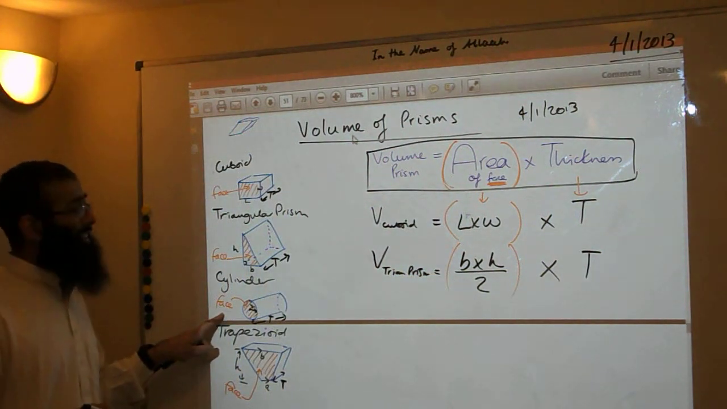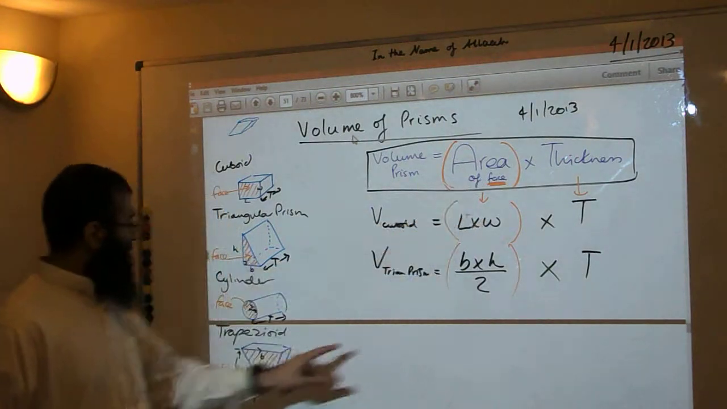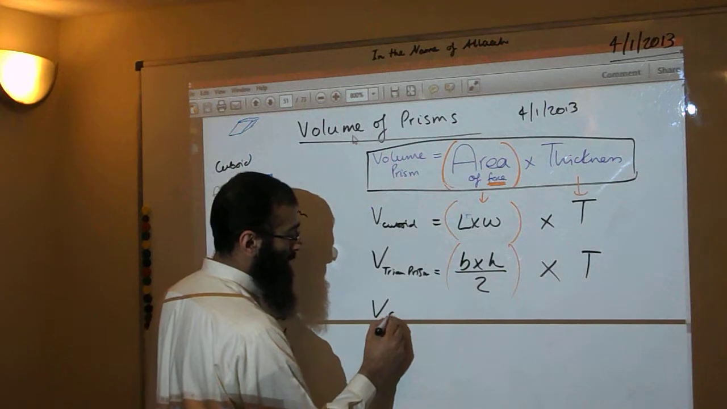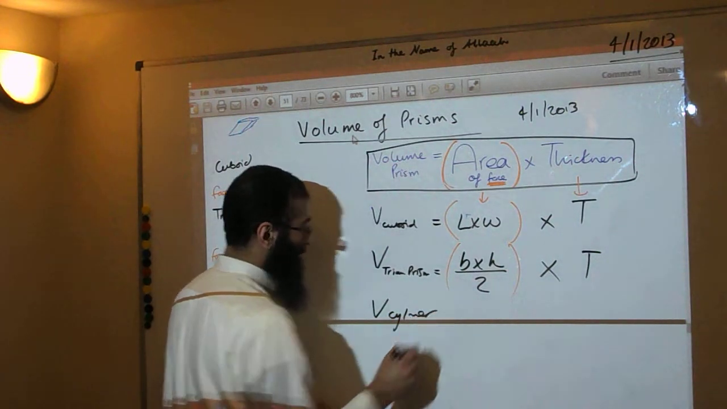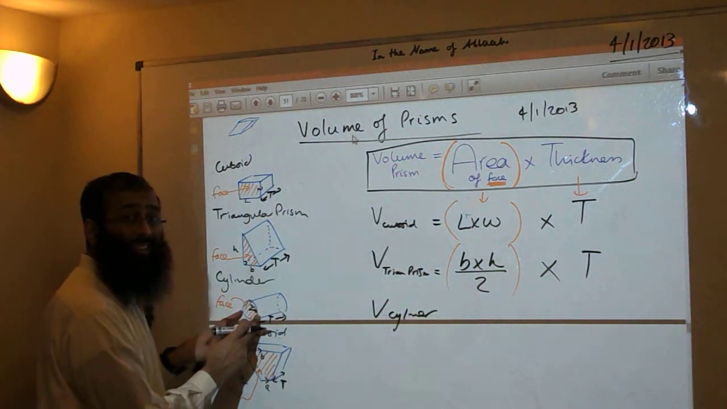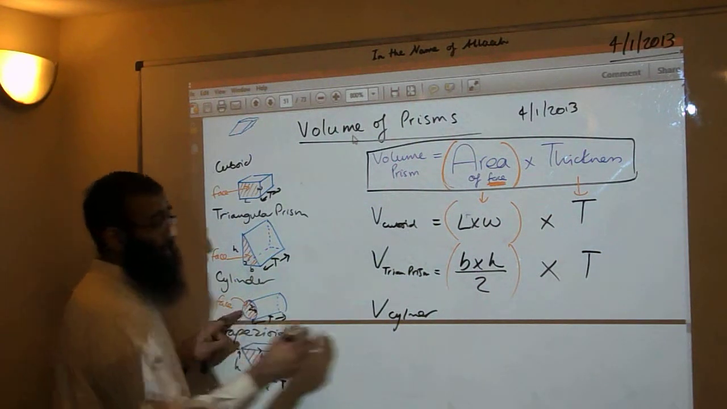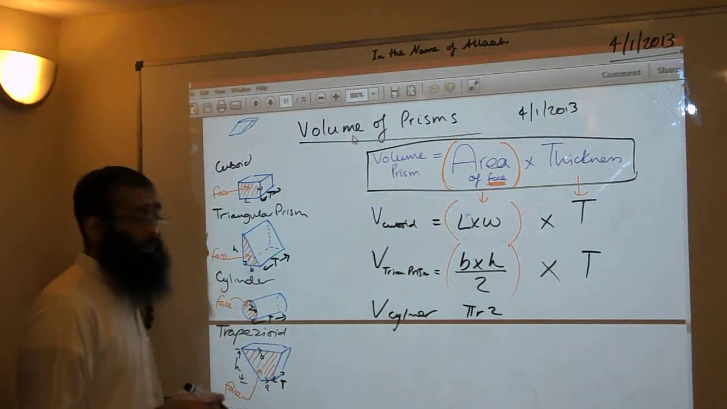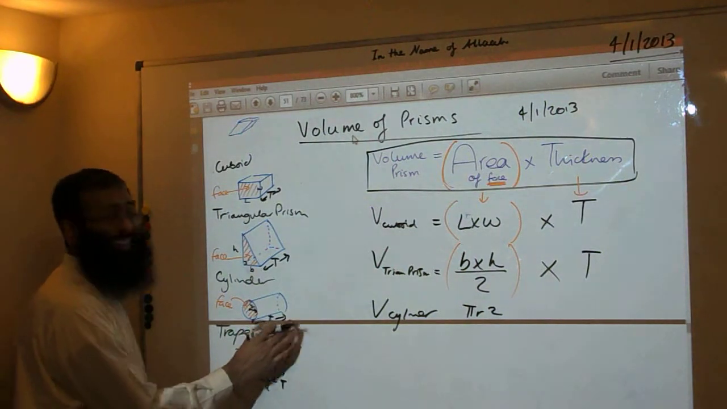We've got to work out the volume of a cylinder. Area of the face. The face is a circle. So the volume of the cylinder is going to be the area of the circle, which is the face. And the area of a circle is always pi r squared. Okay? And then we're going to multiply it by the thickness.